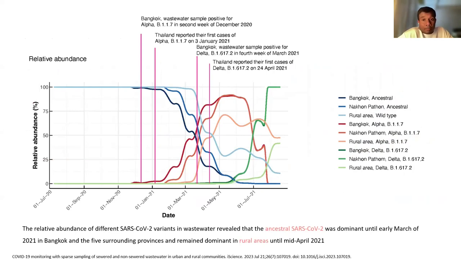Not only the presence of COVID RNA concentrations, but we can also see how the dynamics of the variants change. We were able to track when the first variants, like Alpha and Delta, were present in the country before the first cases were reported, and also how it changed between suburban and rural areas. This shows the relative abundance dynamics of these locations using non-sewer wastewater surveillance.